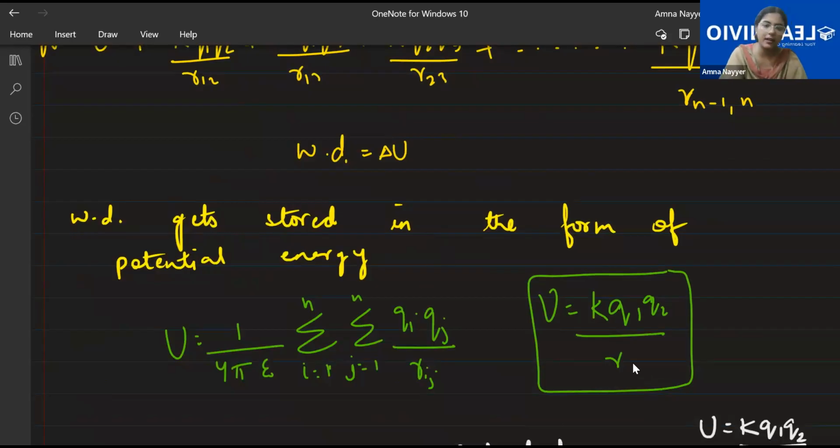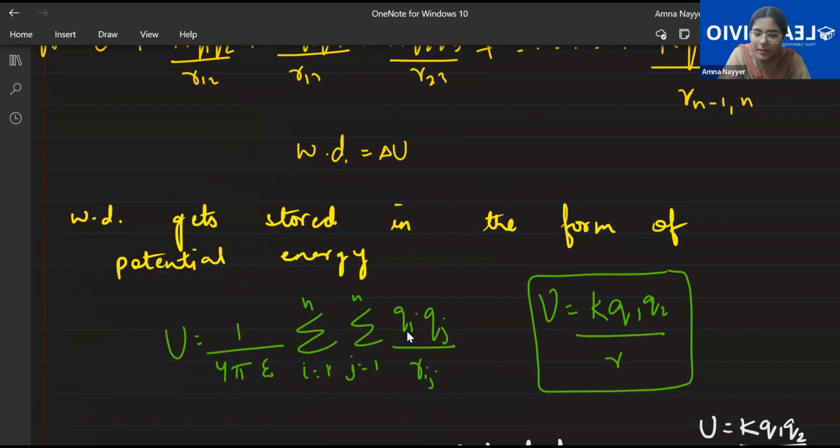K, Q1, Q2 by R. Whichever way we have studied, this is just a method to represent it. 1 over 4 pi epsilon naught for K. Summation of i equal to 1, j equal to 1 till n of Qi Qj by Rij. This is just a way to represent it. In statistics, we use it like this. So this is just a way to represent. Don't get confused. The way we have studied, we'll be using it in that manner.